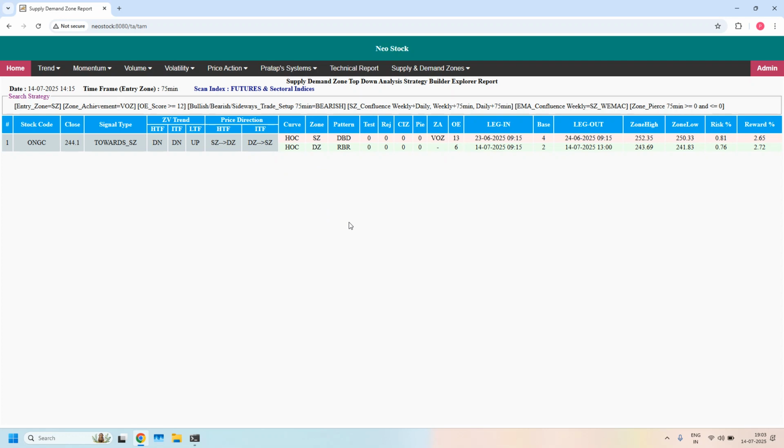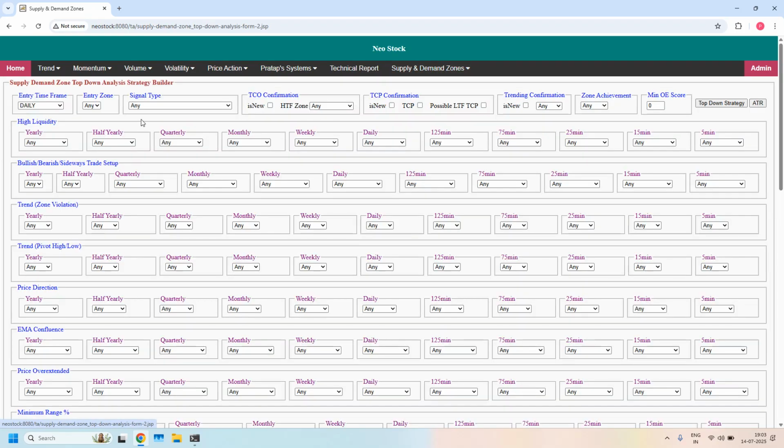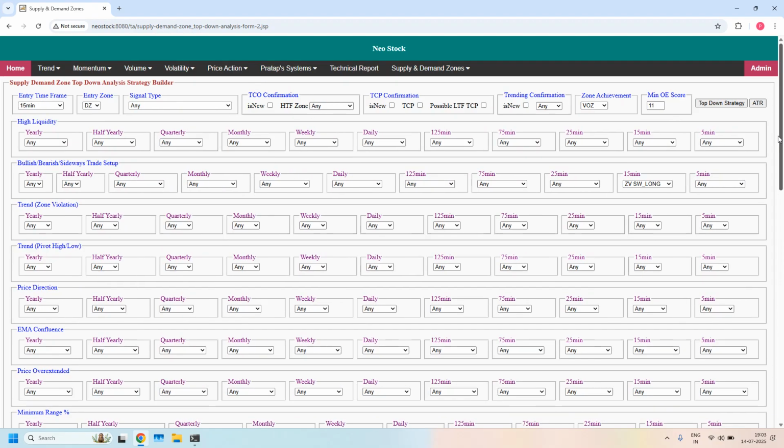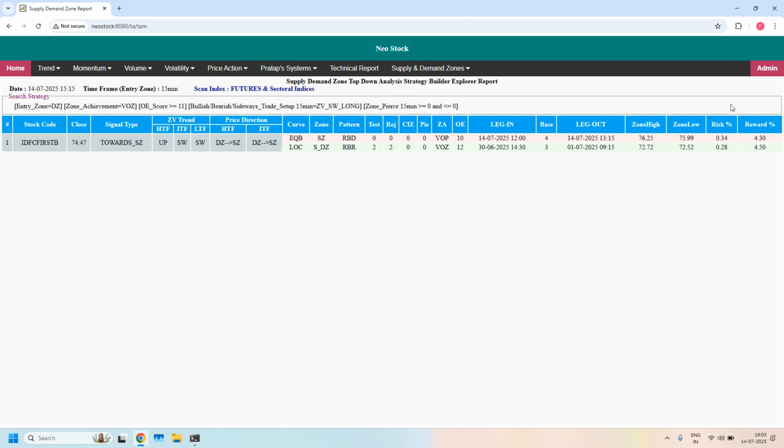Okay, next we will look into daily income trade reports. Entry time frame 15 minutes, entry zone, demand zone. Here at 15 minutes, I am selecting sideways long. Zone achievement VOZ, minimum order enhancer score 11, and 15 minutes demand zone should not be pierced. So in the pierced count, 15 minutes time frame, minimum value 0, maximum value 0. With these filters, we got 1 stock, sideways long trade setup.